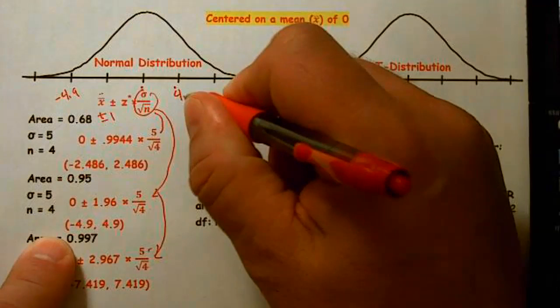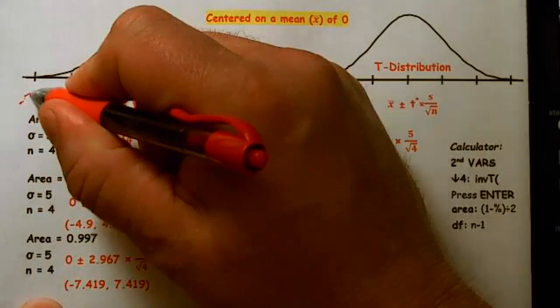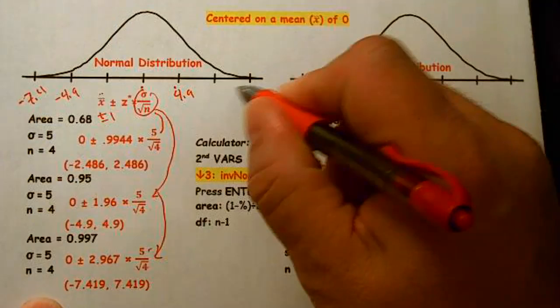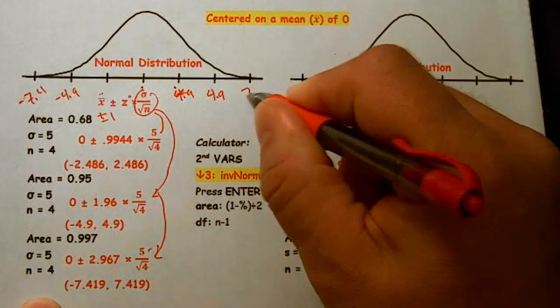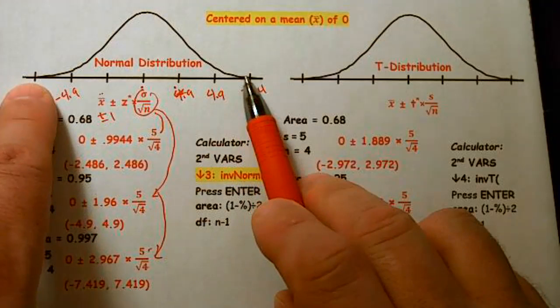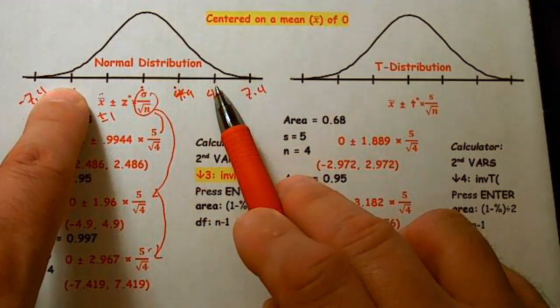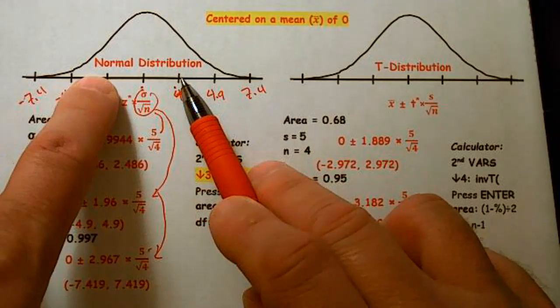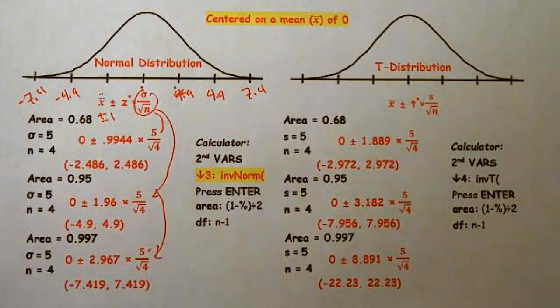This is positive 4.9. And if I went to 3 standard deviations, this is about negative 7.4, and this is positive 7.4. And we know that 99% of the data is between here, with this one 95%, and right here we have 68%. Let's compare that to what happens when we work with a t-distribution.